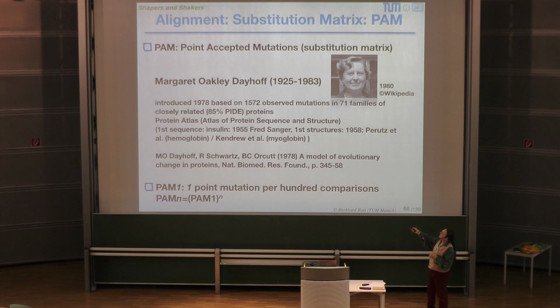How? And she defined point-accepted mutations as a substitution matrix that simply gives the probability of substituting a particular letter at a particular position. PAM1 is 1 point mutation in 100 comparisons, and PAM2 is PAM1 to the power of 2. PAM20 would be PAM1 to the power of 20. So it's not 20 substitutions.